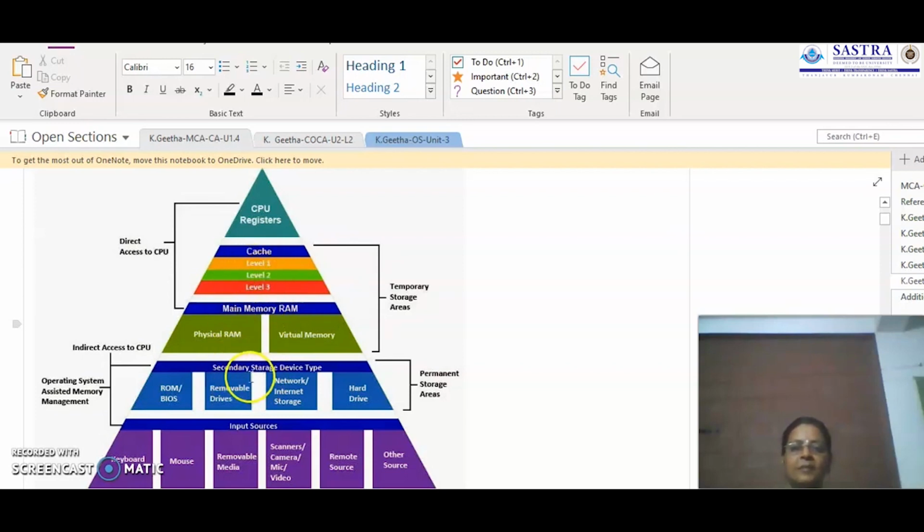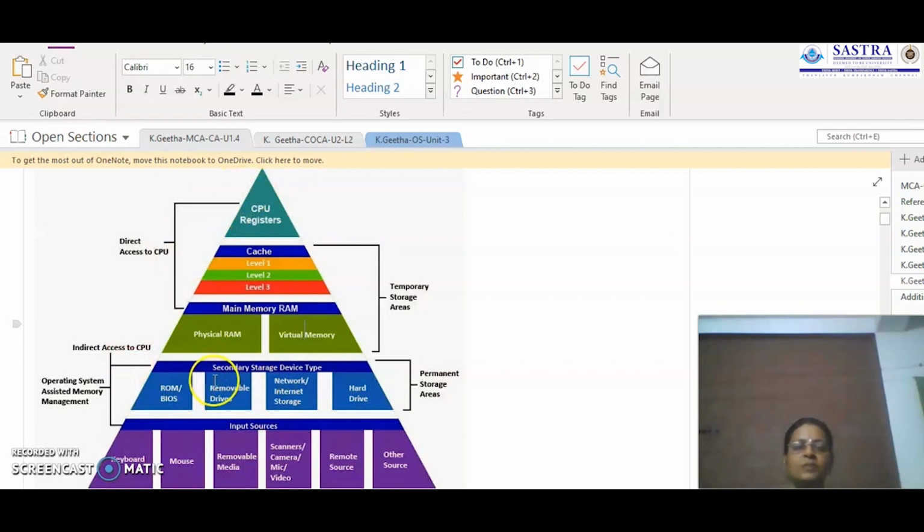Then, the next level of the memory is called secondary storage, and all the memories available at this level support permanent storage. Whereas in the previous two levels, it is temporary storage, and these temporary storage memories are directly accessed by the CPU. Here, it is permanent storage, and as far as the operating system is concerned, the operating system will assist the CPU to access the information available in the secondary storage.